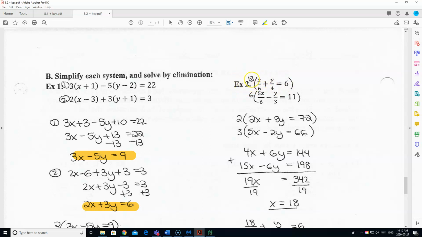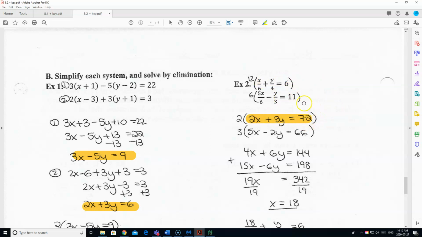So 12 times x over 6 is going to end up being 12x over 6, and then 12 divided by 6 is 2, so that's how they got that 2. And 12 divided by 4 gives you the 3, right? So 3y from this fraction. And then finally 12 times 6 is 72. Okay, so that's how they got this equation. They are equivalent equations, just written in a more simplified form to get rid of the fractions.